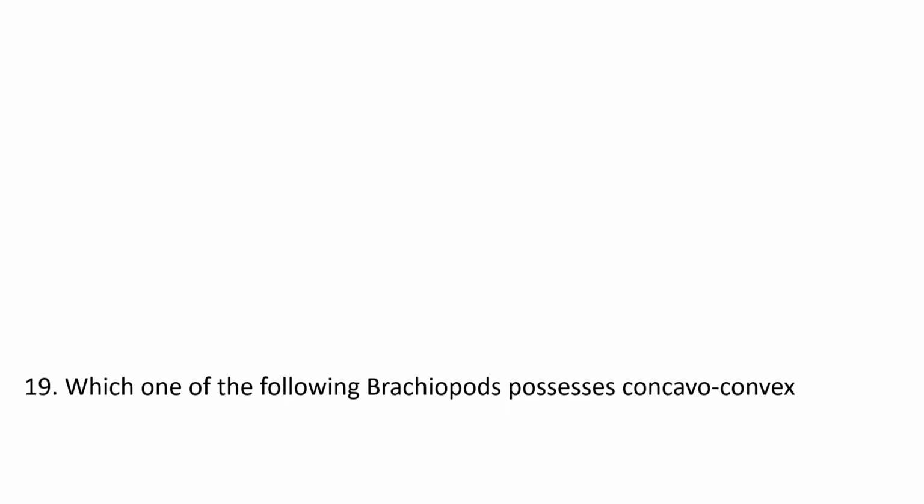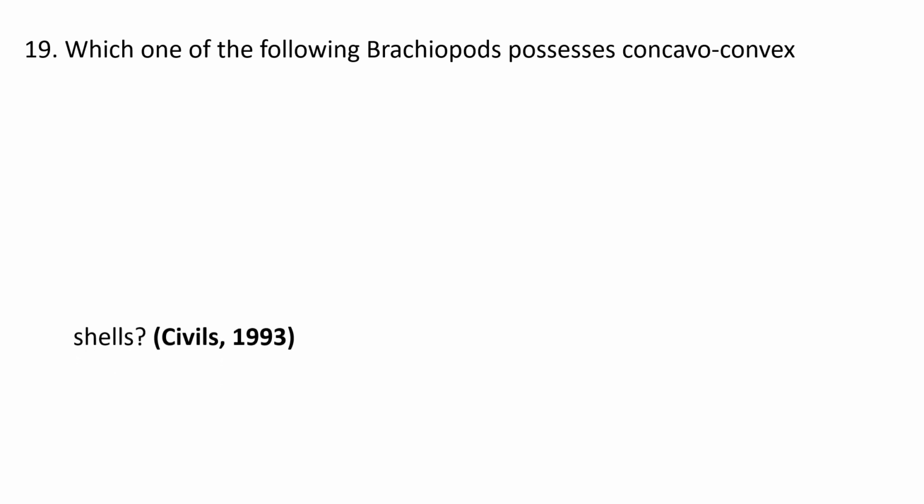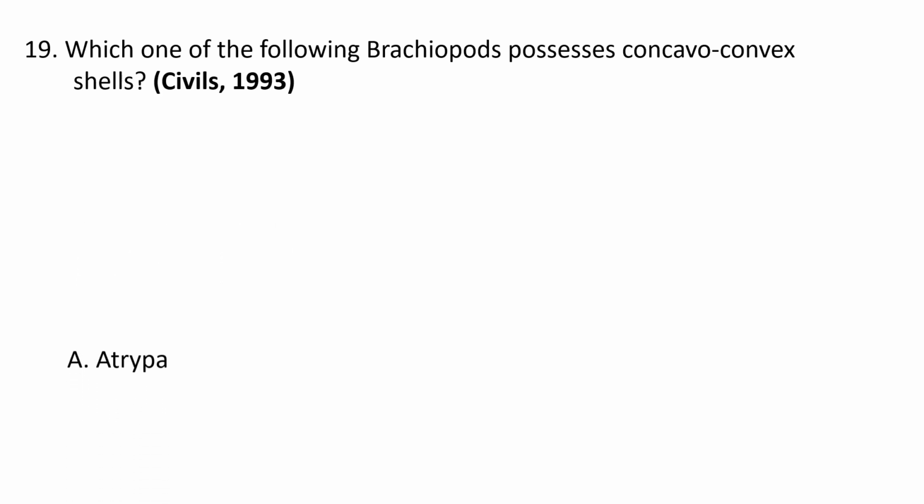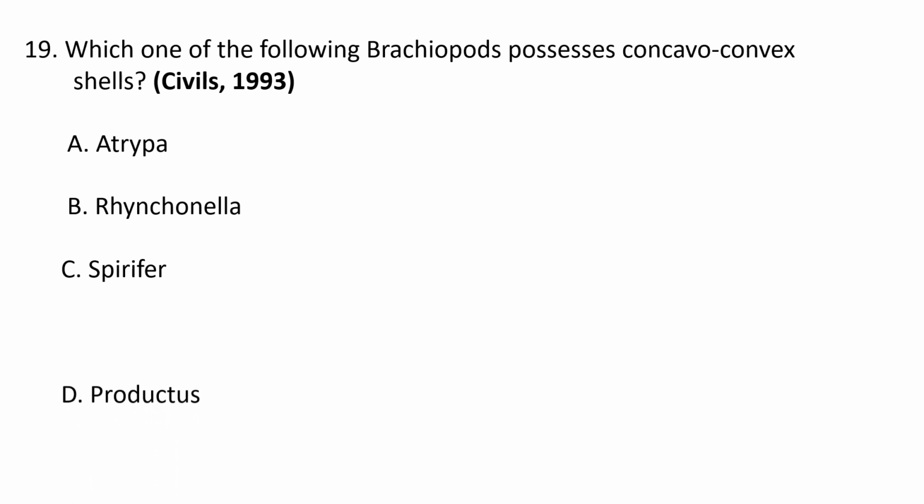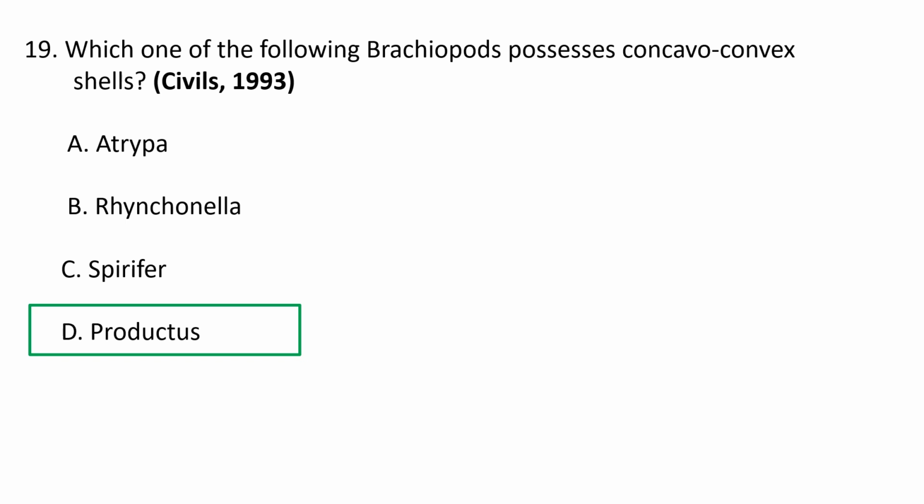Next question. Which one of the following brachiopods possesses concavo-convex shells? A. Atrypa, B. Rhynchonella, C. Spirifer, D. Productus. So Productus possesses a concavo-convex shell.